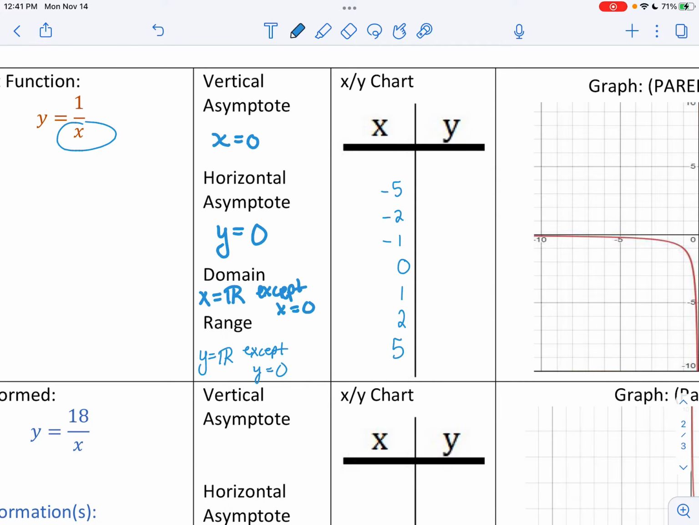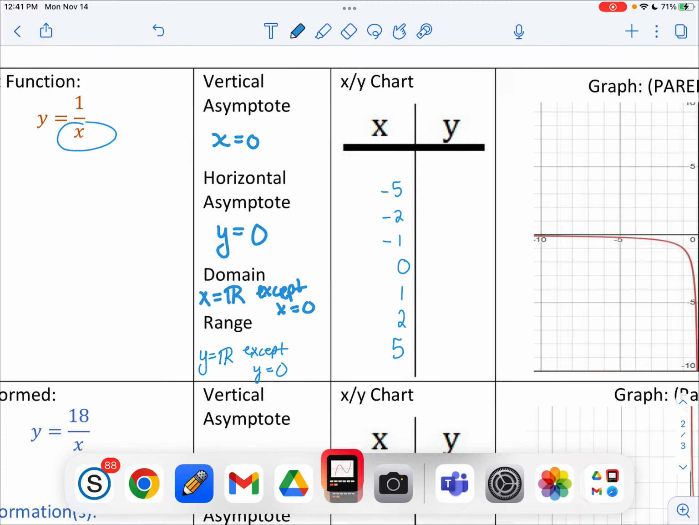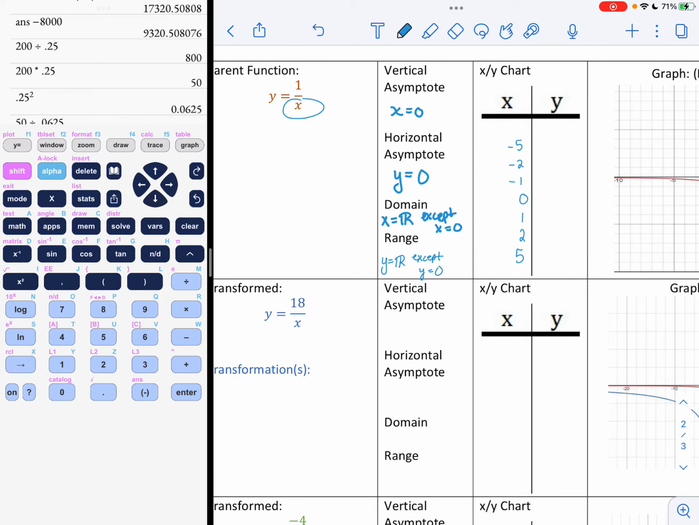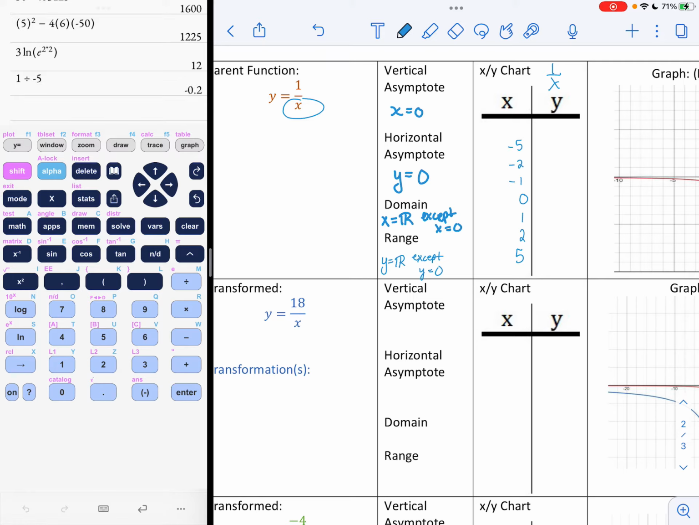So I can use my calculator. Let's see if I have one pulled up here. And I can type them in by hand if I want to. You might know a lot of them by heart already. But I'm going to type in, remember how it was 1 over x? I'm going to type in 1 divided by -5. So if I plug in -5, I will get out -0.2.